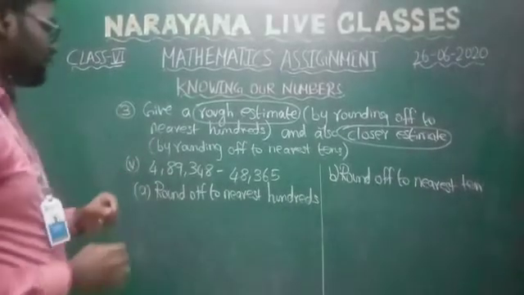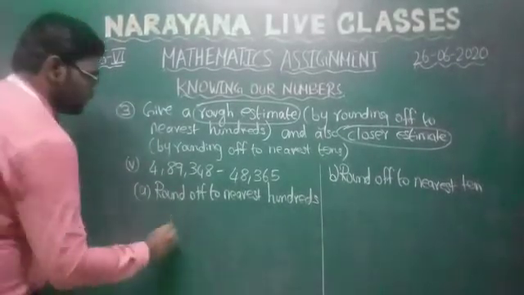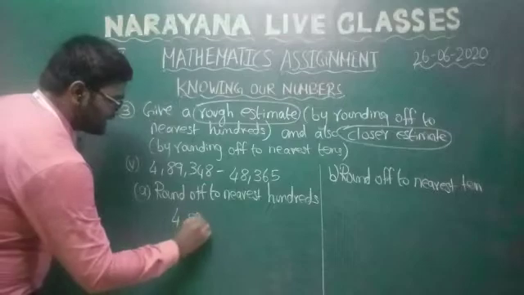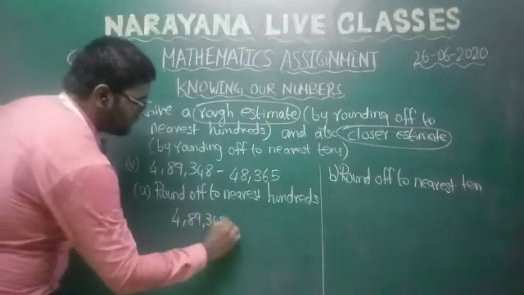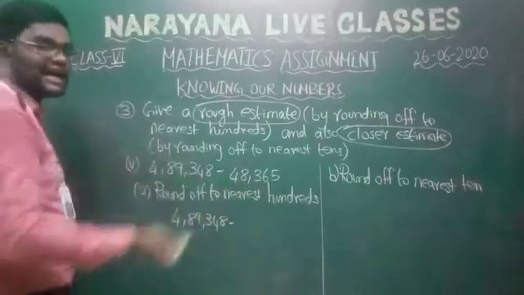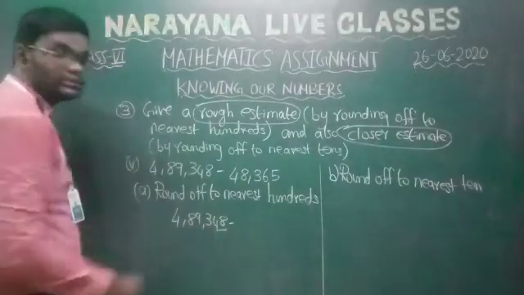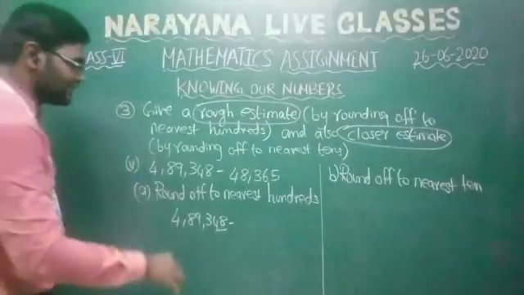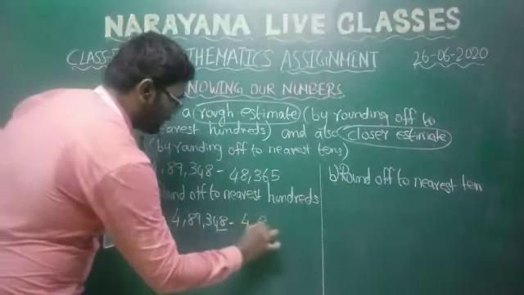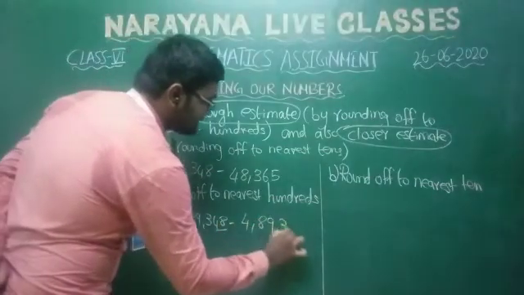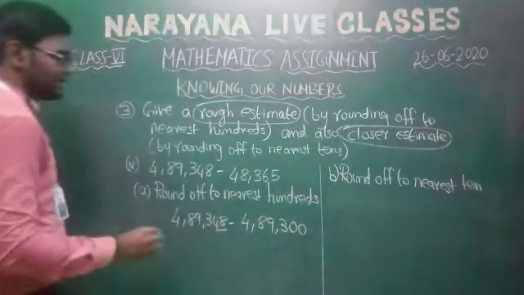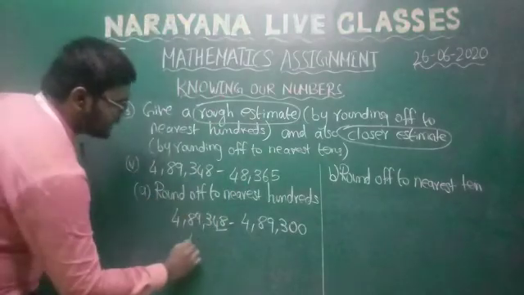Now let's discuss the last problem, the last subdivision. So 4,89,348. We have to round off to the nearest 100. So check the last two digits. 48. It is less than 50. So you round off to 4,89,300.